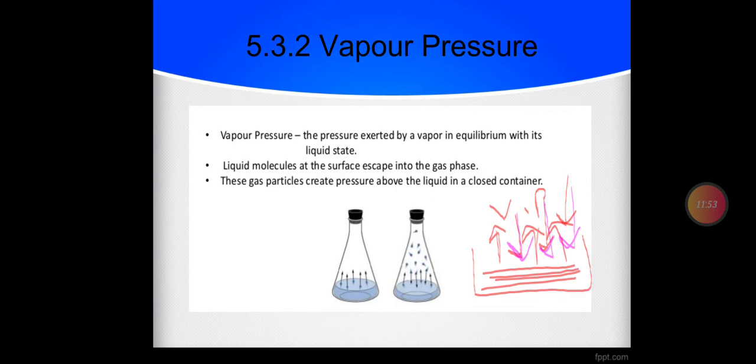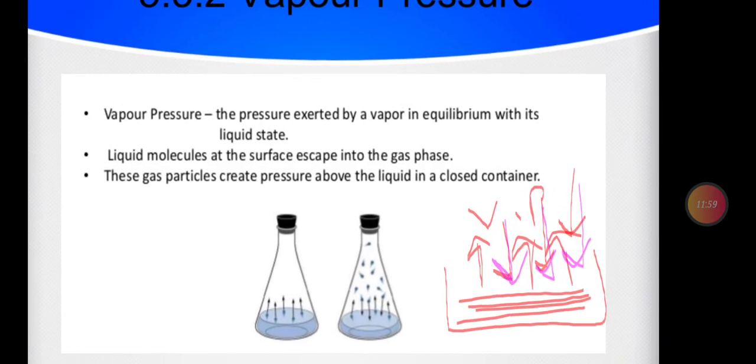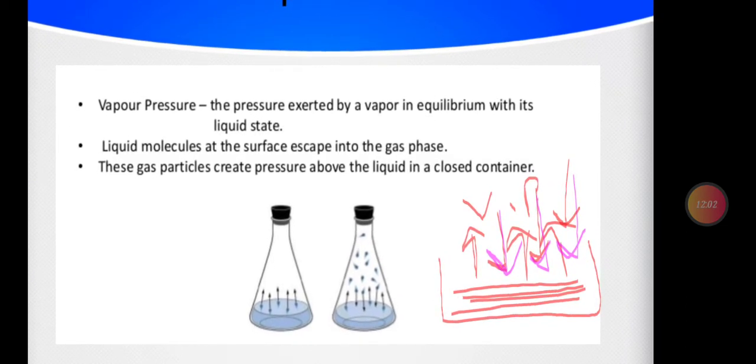So let's come to the definition. Vapor pressure: the pressure exerted by a vapor of a liquid with its liquid state in equilibrium. In equilibrium means that both states are present: vapor state is present, liquid state is also present. So the pressure exerted by these vapors exactly on the surface where they have been collected is called vapor pressure. Liquid molecules at the surface escape into the gas phase. These gas particles create pressure above the liquid in a closed container.